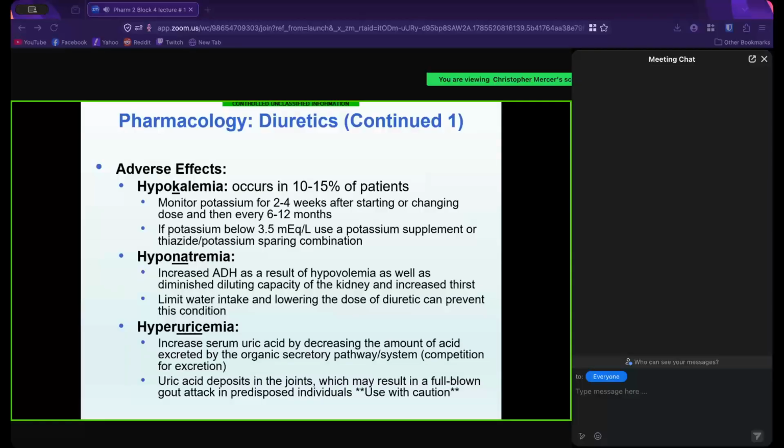It causes a lot of things. Muscle weakness, fatigue, heart arrhythmias, AFib, VTAC, you name it. You can also get that numbness and tingling associated with hypokalemia. So what do you do? Check labs.